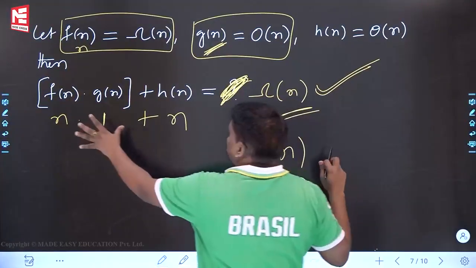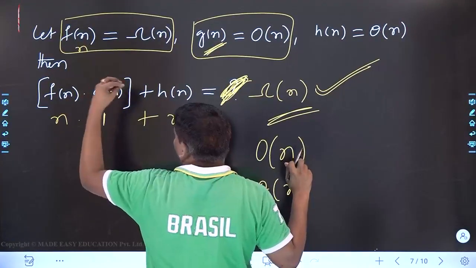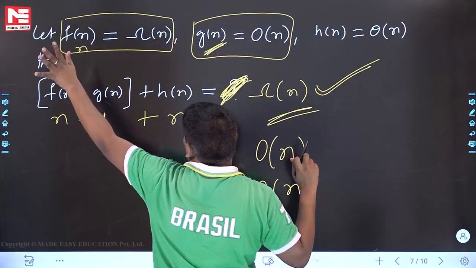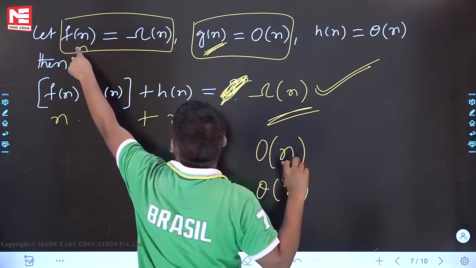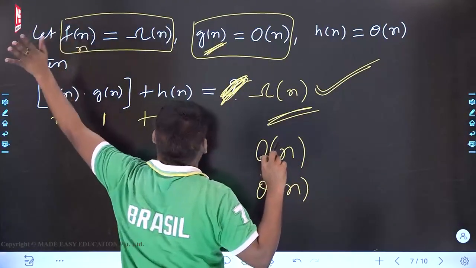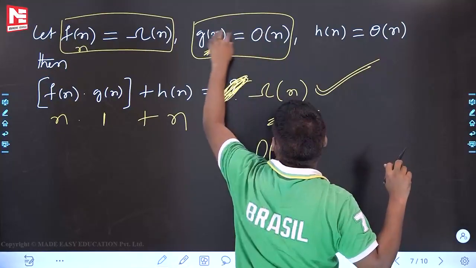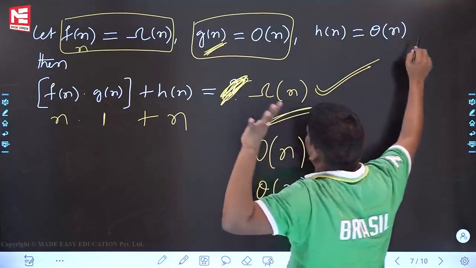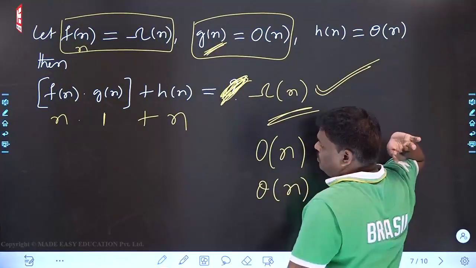See this one. I am not saying increasing function, I am not saying decreasing. He has not mentioned anything in the problem. See this one. F of n is omega of n. What is the meaning? F of n will be either n or more than n. G of n is big O of n. What is the meaning? G of n will be either n or less than n. H of n is equal to theta of n. These are the only things he mentioned.